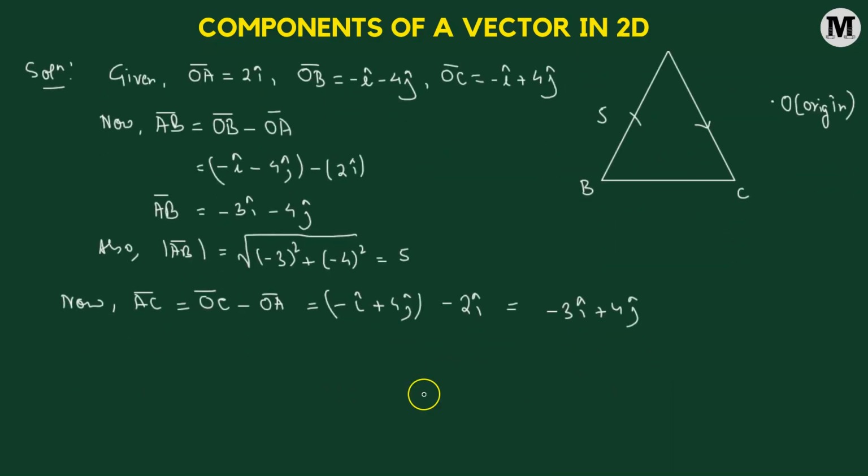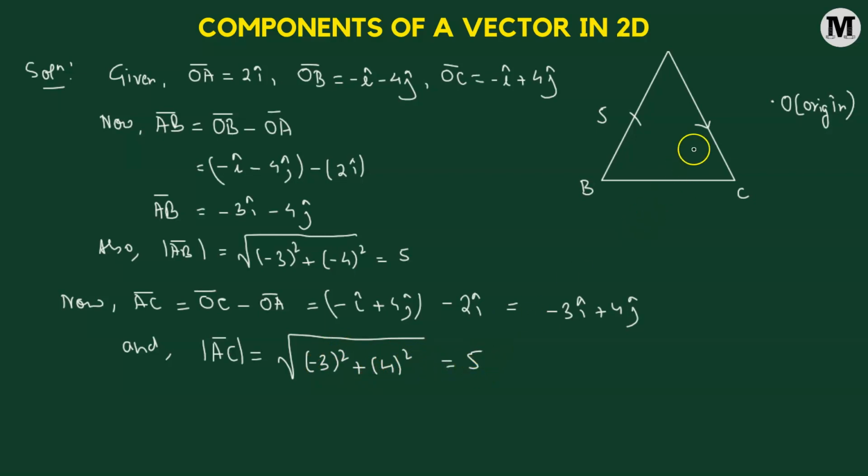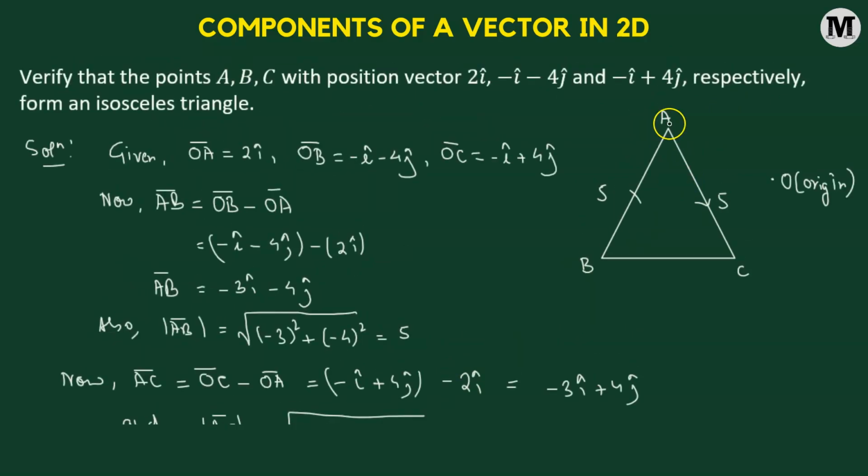And here also, we'll try to find out the magnitude. The magnitude of vector AC is going to be equal to the square root. Underneath the square root, we need the component of i cap, square this value and add it to the square of the j component. So this also gives us the value 5. Now here we see that in the triangle ABC, the adjacent sides AB and AC have an equal length of 5 units. So that means ABC is going to be an isosceles triangle.